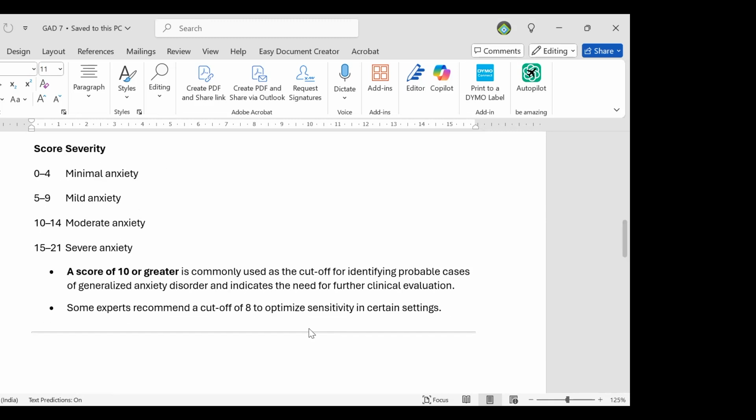Okay, now interpretation is moderate anxiety. And what happens is then we ask the patient, because he feels his mood is low. So we use the Patient Health Questionnaire 9, which is again a self-administered questionnaire.